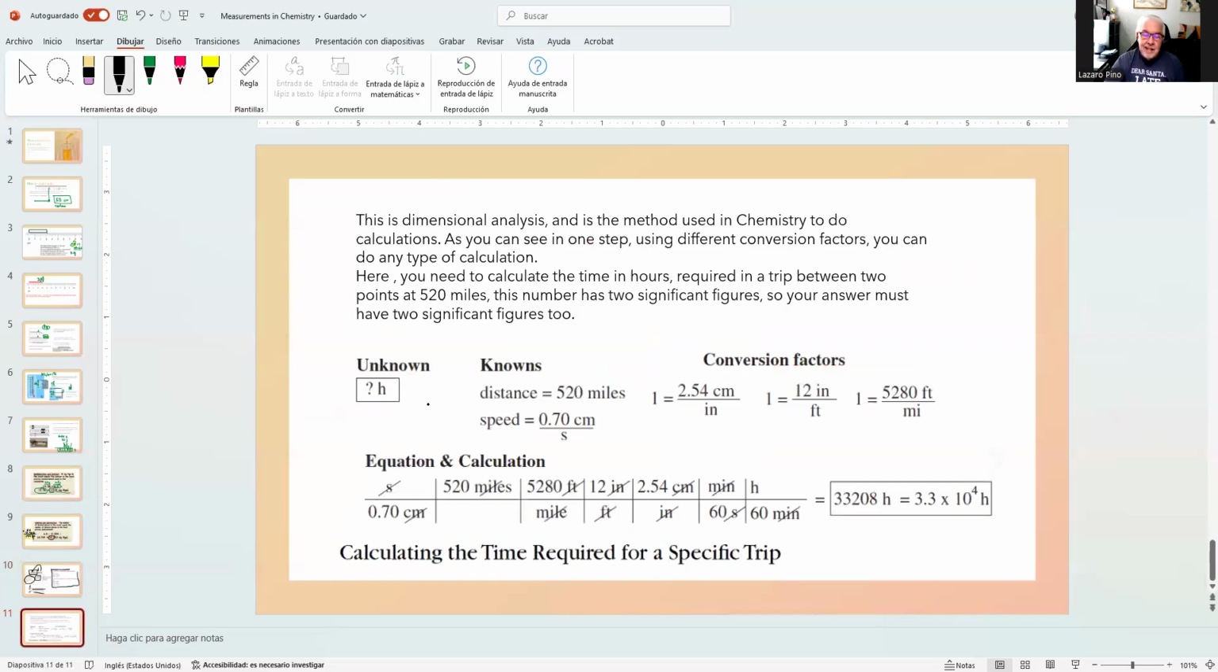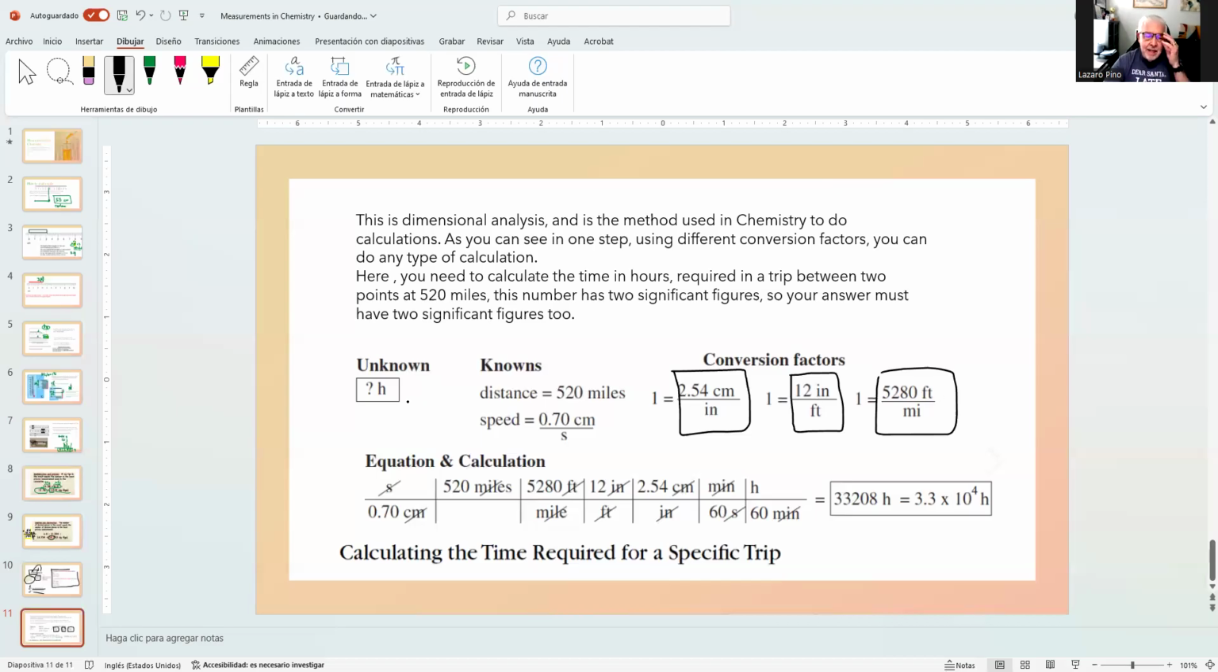Well, the math in chemistry is known as dimensional analysis. Look at this. We know that every inch is 2.54 centimeters. This is a conversion factor. I know that 1 foot is 12 inches. This is another conversion factor. And 1 mile is 5,280 feet.